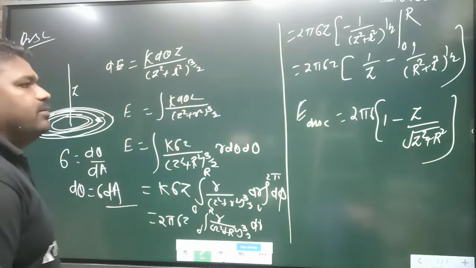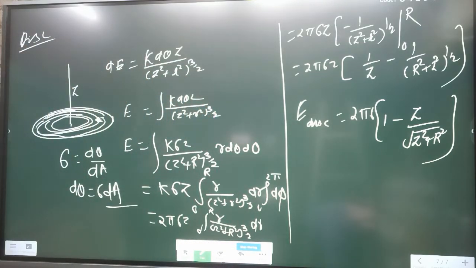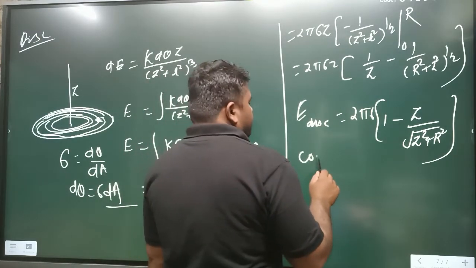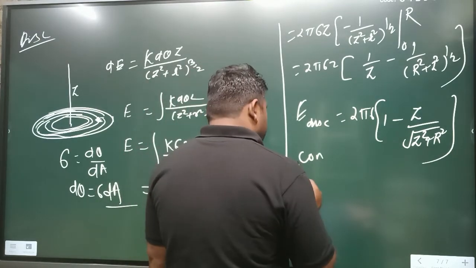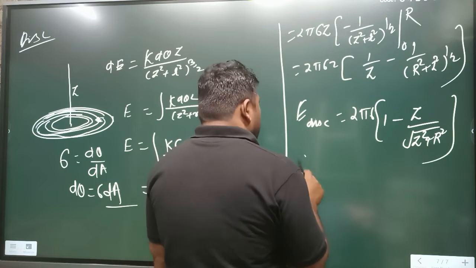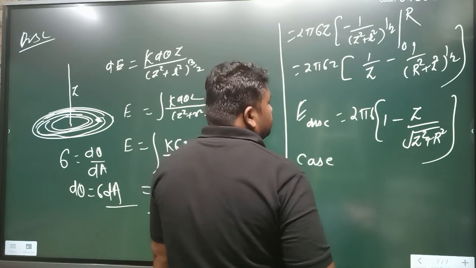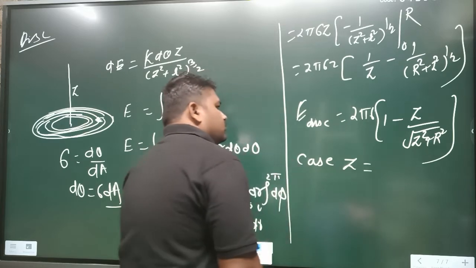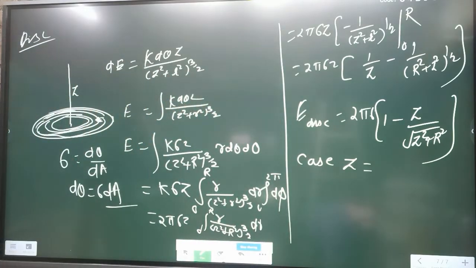2 pi sigma, 1 minus z upon under root z square plus r square. Next, we can take again conditions. Case number 1: z tends to 0, the center of the disk.